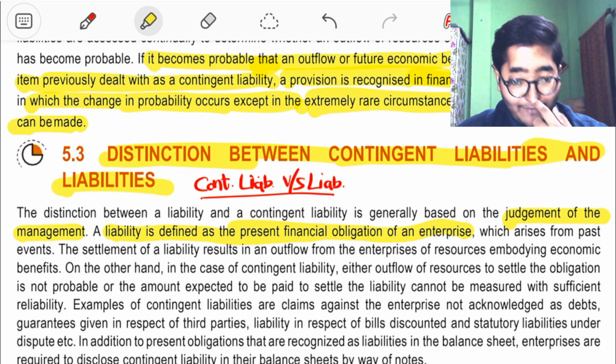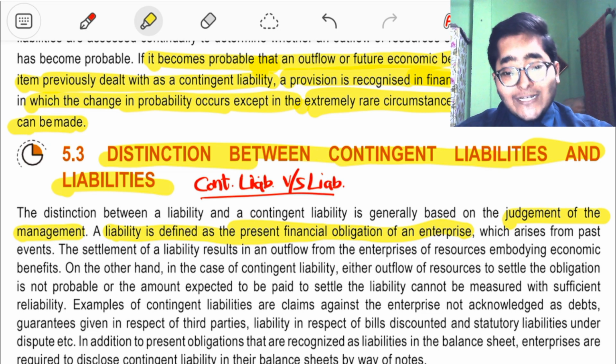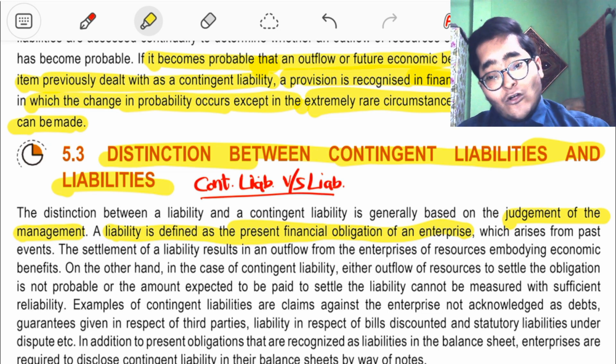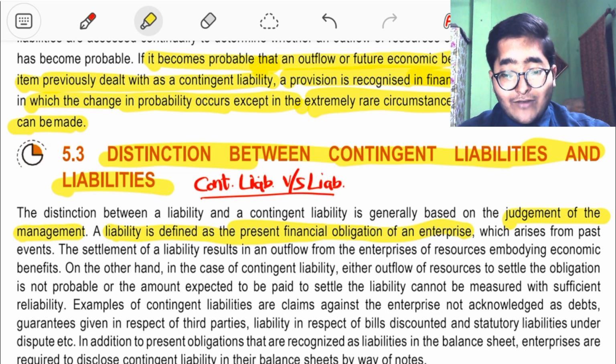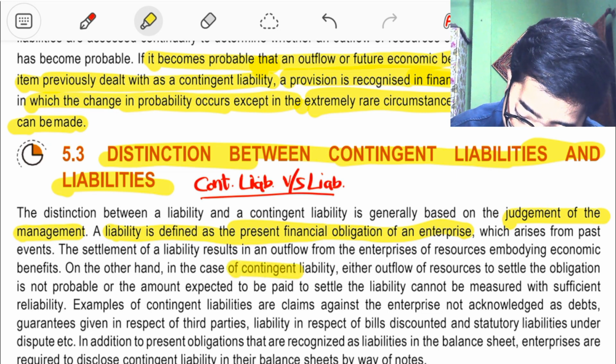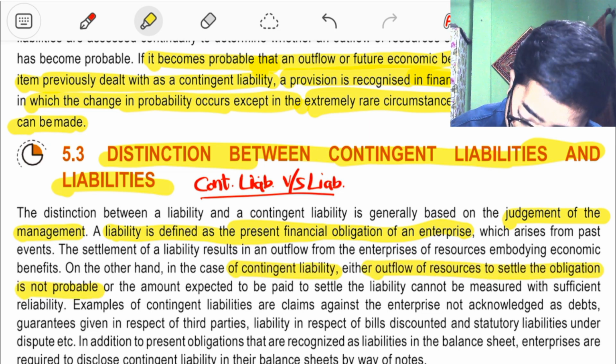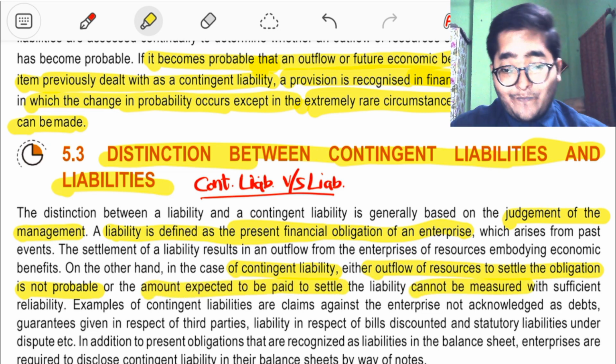On the other hand, in the case of contingent liability, either outflow of resources to settle the obligation is not probable, or the amount expected to be paid to settle the liability cannot be measured with sufficient reliability.